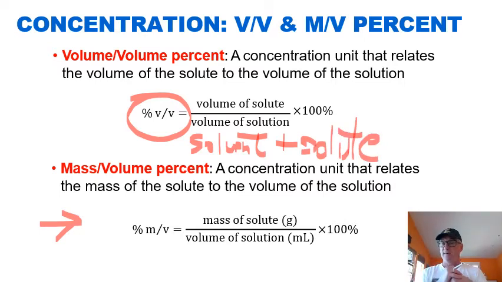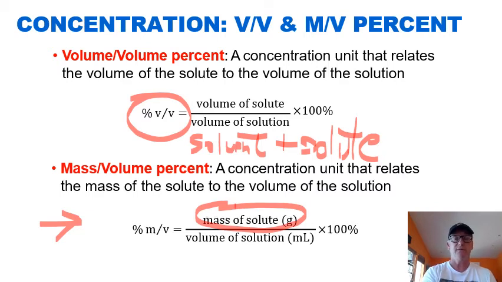Add them both together. Now for a mass to volume percent, you see this a lot in hospitals when you need to give a certain mass of a drug. Let's say, because a lot of times drug amounts are given in milligrams or micrograms or whatever it is. So you have a certain mass of that drug dissolved in a certain volume of solution.